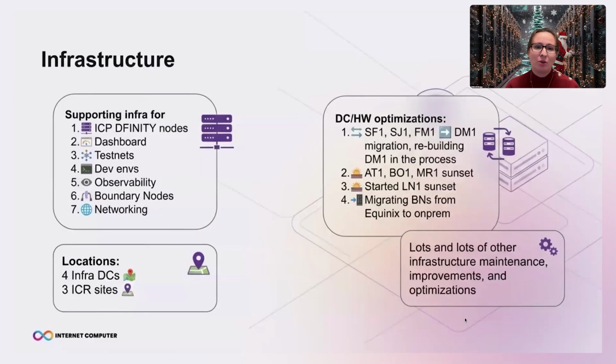Some of the boundary nodes we also run in our data centers, and of course, all the networking that connects this all together. And speaking of locations, we have 4 infrastructure data centers and 3 data centers with ICP nodes that DFINITY runs in production. I think the biggest highlight of last year was a lot of optimizations of the data center and hardware. A lot of things were consolidated, and lots of other infrastructure maintenance improvements and optimizations are ongoing. So kudos to the team for keeping this all running smoothly.